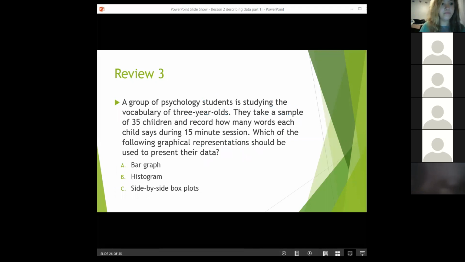Number 3. All right, a group of psychology students is studying the vocabulary of 3-year-olds. They take a sample of 35 children and record how many words each child says during a 15-minute session. Which of the following graphical representations should be used to present their data? Let's go ahead and check that one out. Let me know what you think.